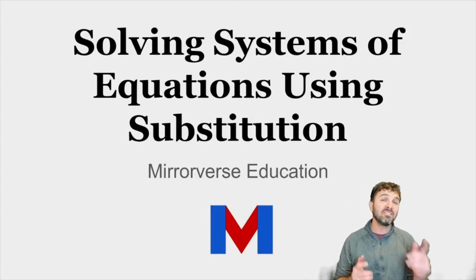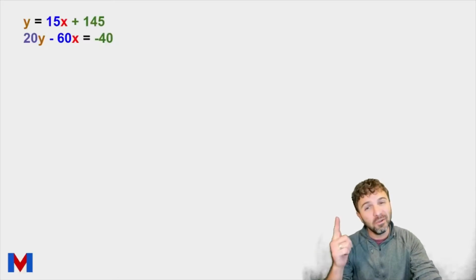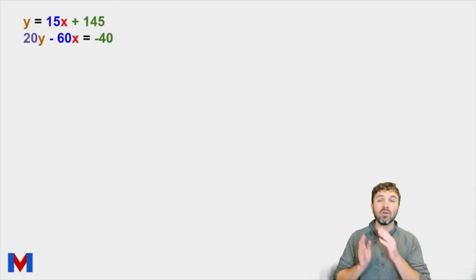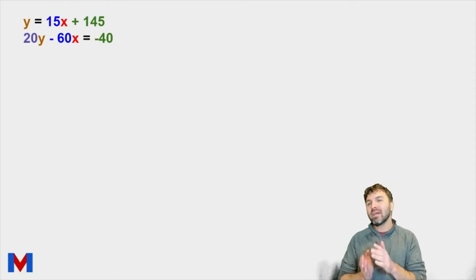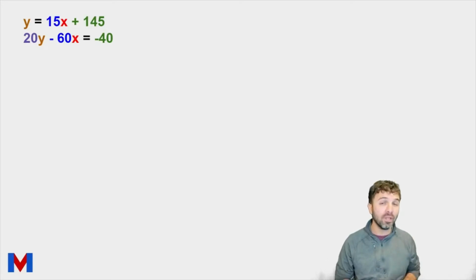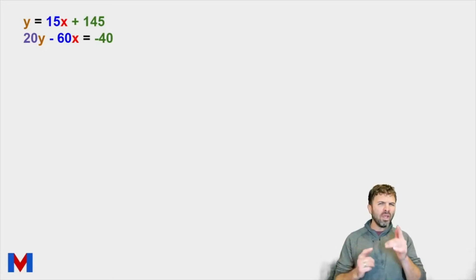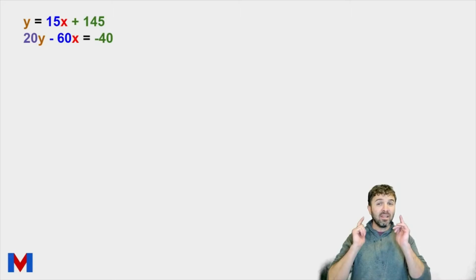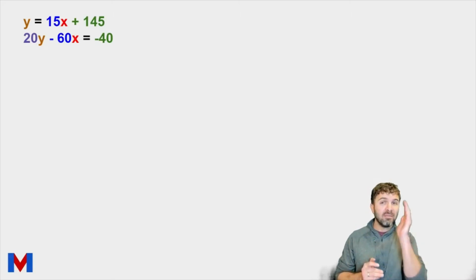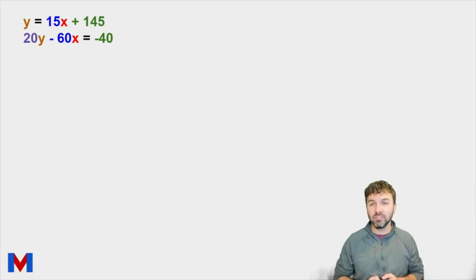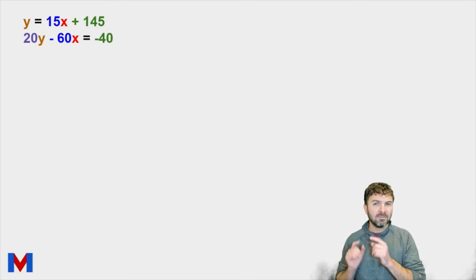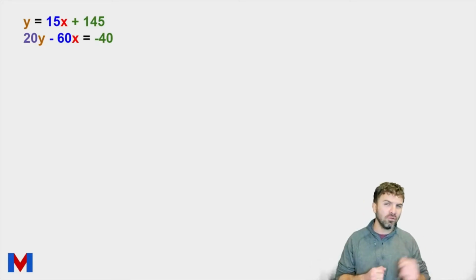Today, we're solving systems of equations using substitution. So, let's go. All right, we have two equations here. Y equals 15x plus 145 and 20y minus 60x equals negative 40. And we're trying to figure out when these two equations are going to be the same. So the same x's and the same y's. This is important when we're trying to solve systems of equations, and it's very critical, especially when we're using substitution to solve.